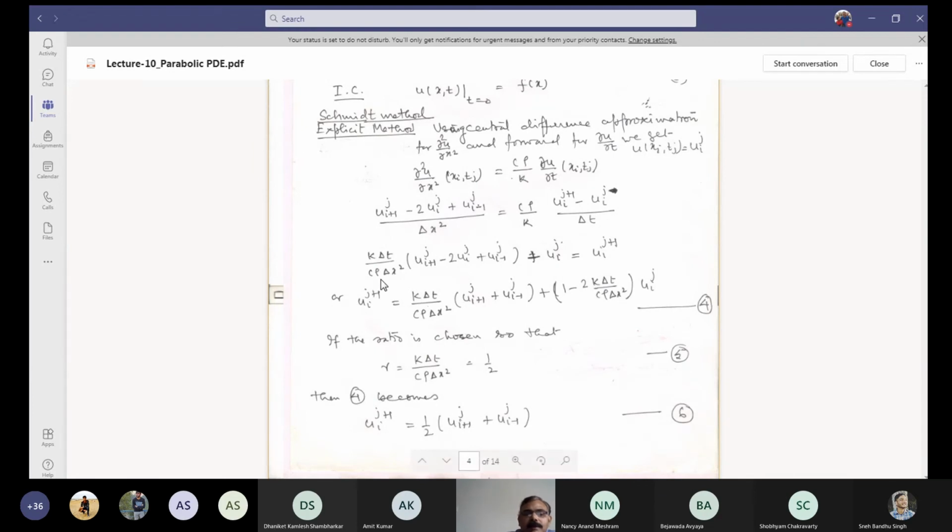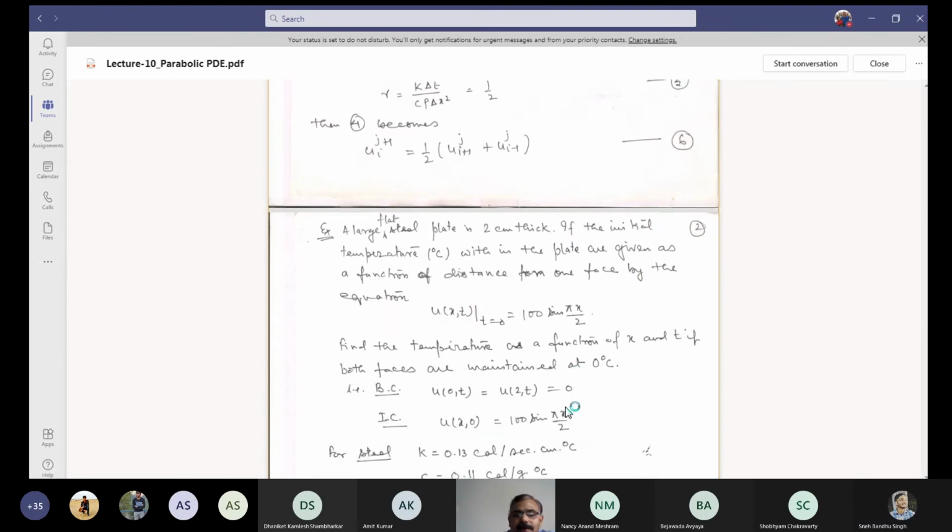That is, u_i^{j+1} is nothing but the average of u_{i+1}^j and u_{i-1}^j. It becomes very simple. You can apply it to the problem very easily. Just take the average of the two numbers, and then the variables are available to you. Is that right?